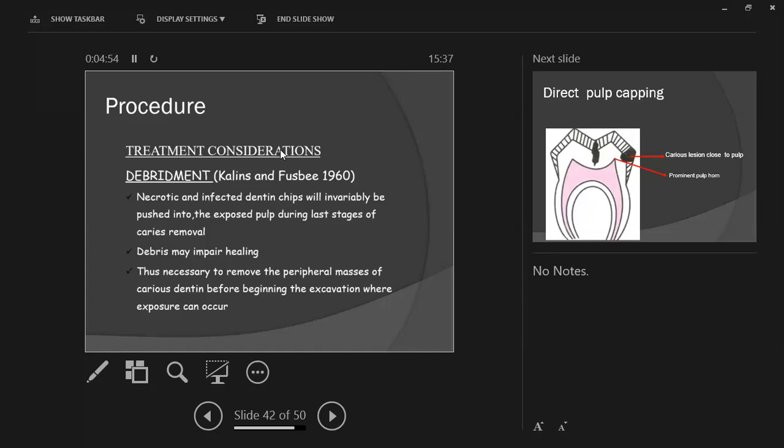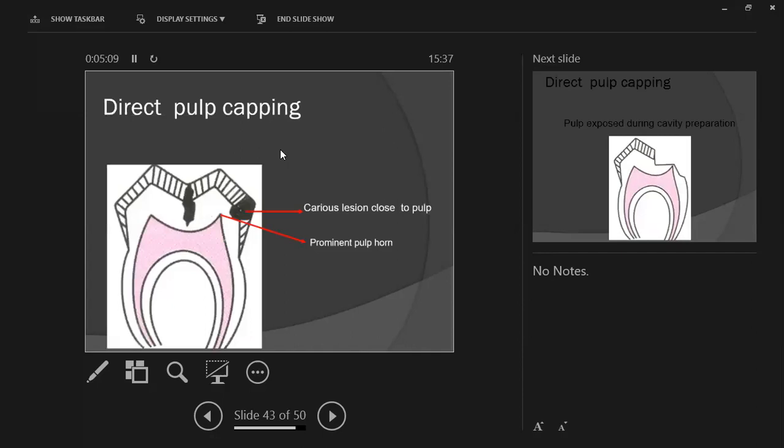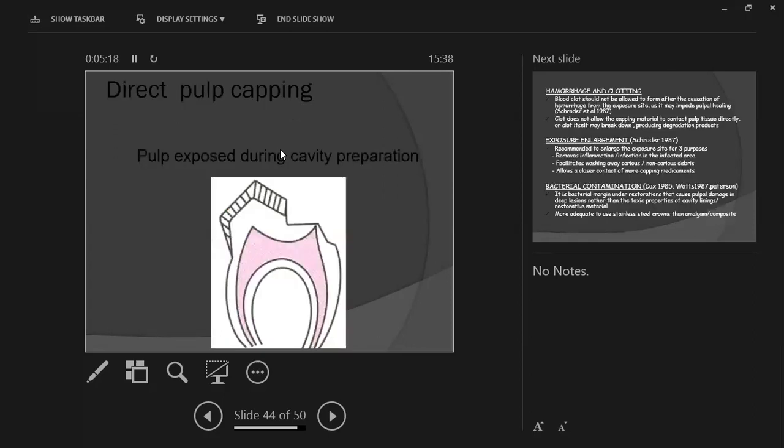The first step in the procedure is debridement. Debridement is when, imagine you are cutting the cavity and suddenly the pulp is exposed. The entire surrounding area has to be cleaned, and the remaining caries has to be removed. That comes under debridement. This is the clinical scenario of how it will be for a direct pulp capping. The pulp is exposed during the cavity preparation.